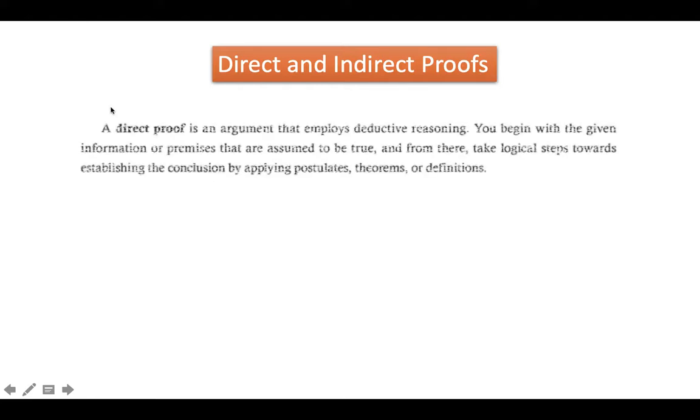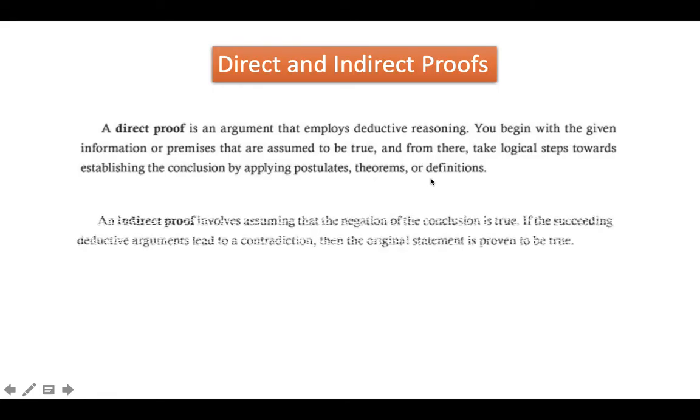Direct and indirect proofs. A direct proof is an argument that employs deductive reasoning. You begin with given information or premises that are assumed to be true, and from there, take logical steps toward establishing the conclusion by applying postulates, theorems, definitions, and so on.